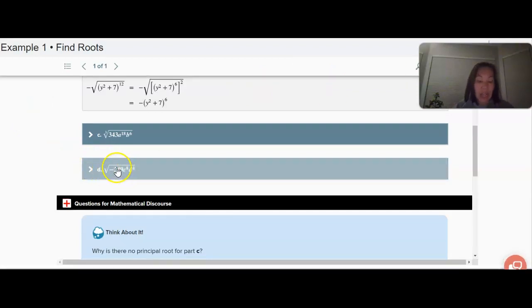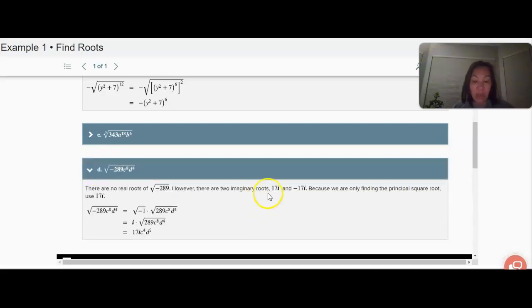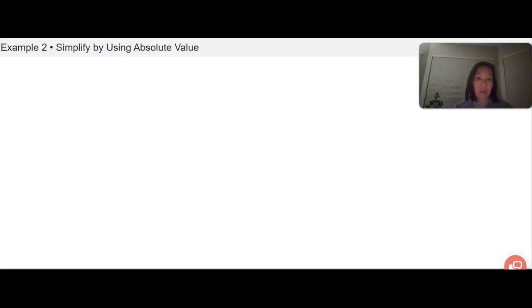And here, square root of negative 289, that's not a real number. However, we do know imaginary numbers, so we can say that the square root of negative 289 is 17i. Also negative 17i, but again, we only have the principal square root symbol, so we'll use 17i. And then c to the 8th, 8 divided by 2 is 4, 4 divided by 2 is 2, so we can write the square root of that as 17i, c to the 4th, d to the 2nd.